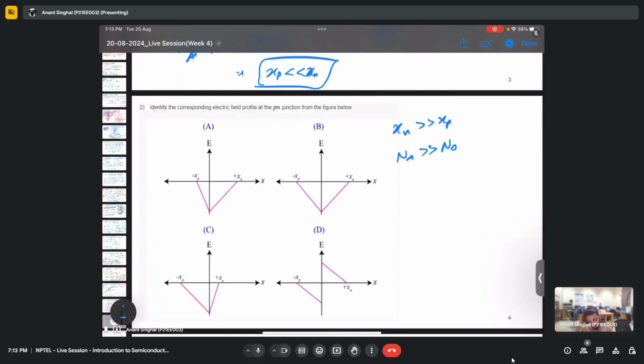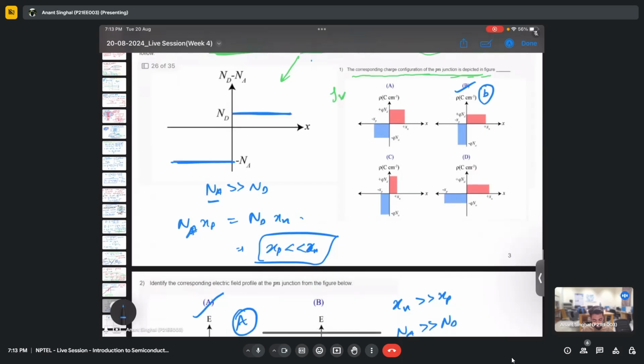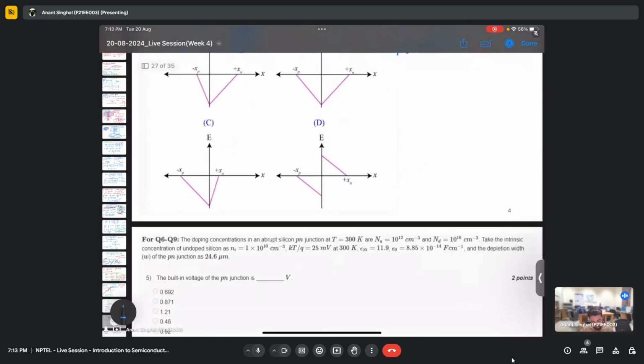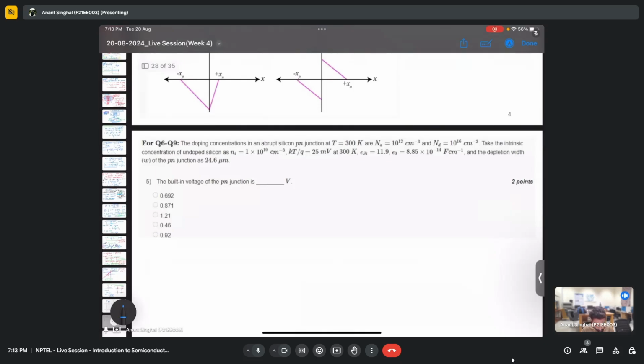Option A, sir. Yeah. So this is a very basic electric field and charge density profile plot. So let's move to the next question. This is also similar to a question we have solved.